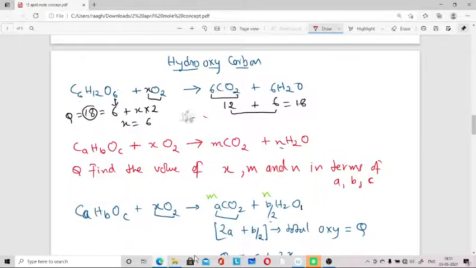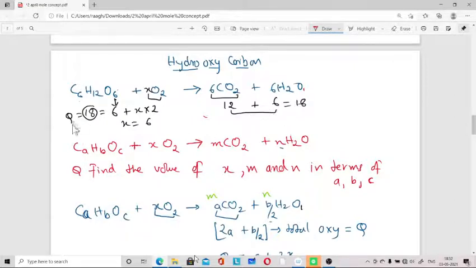Now during the balancing of oxygen-containing hydrocarbons, suppose this is your glucose. Glucose undergoes combustion to produce carbon dioxide and water. When we balance this equation, here we have 6 carbon, so we have 6 carbon. Here we have 12 hydrogen, so it is 6 here, because 6 into 2 gives 12. Now oxygen: 6 into 2 is 12 oxygen, plus 6 oxygen, total 18 oxygen.